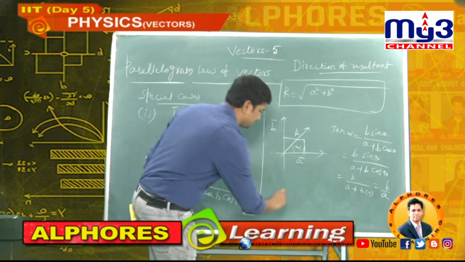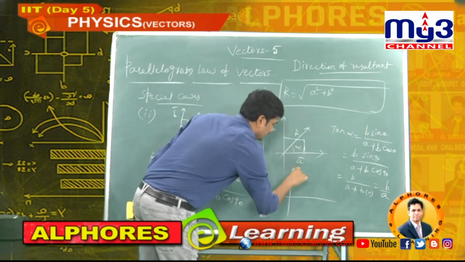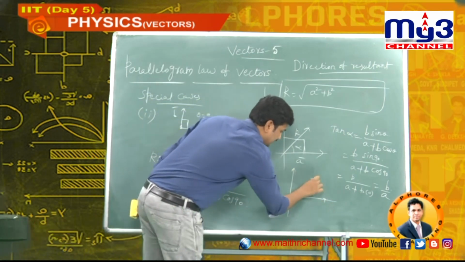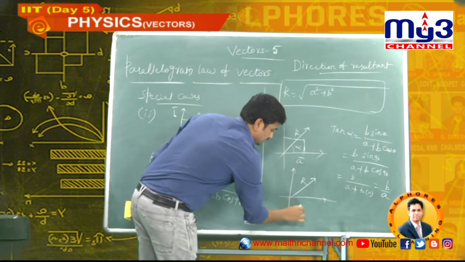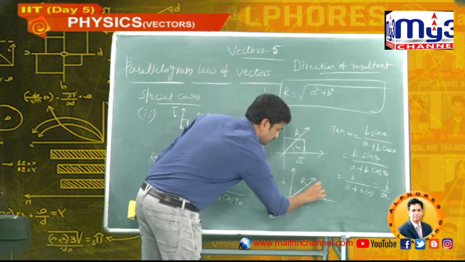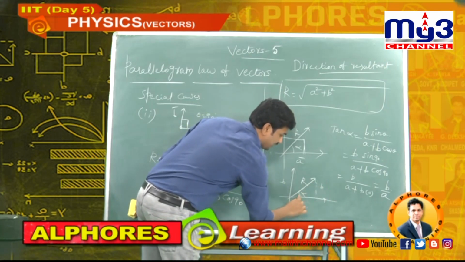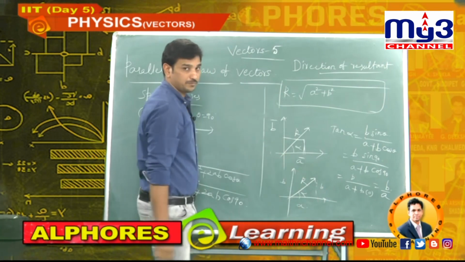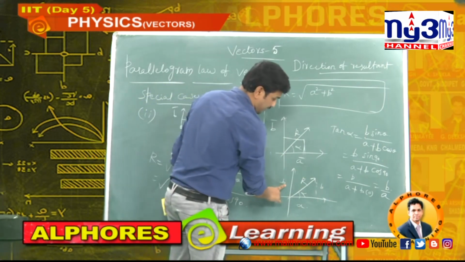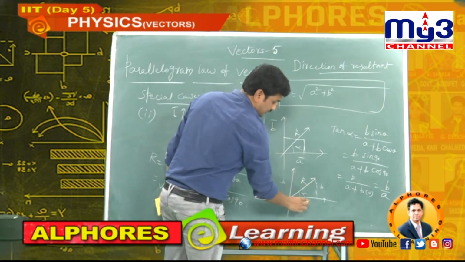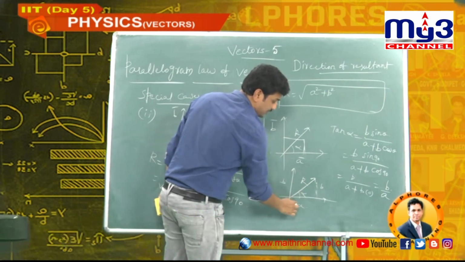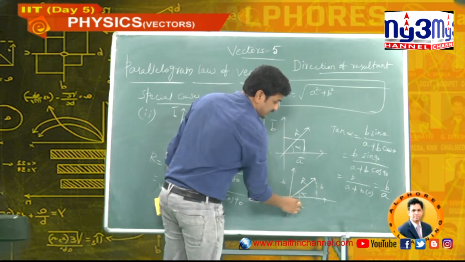How? It is the resultant. See, this is A, this is B. So parallel shifting, this is B, this is A, it is alpha. What is tan alpha? Opposite by adjacent side, B by A. This is B, parallel shifting B, it is A, tan alpha opposite by adjacent side. So B by A is tan alpha, same answer.